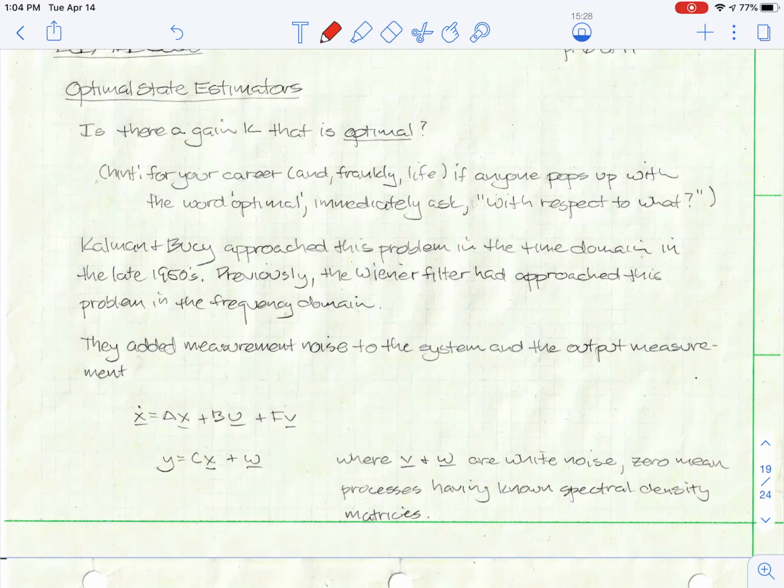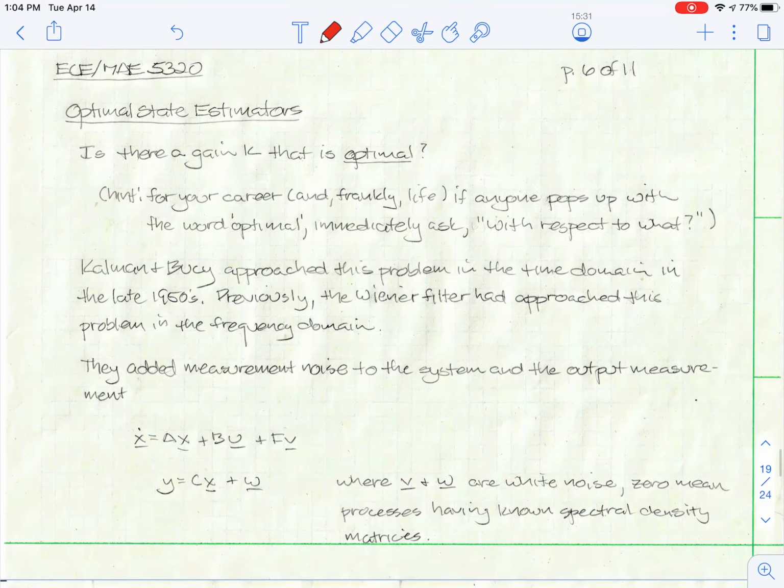Okay, so I want to ask a question though. Is the system optimal? Or is there a gain K that I can use to make the system optimal? I'll give a hint here for your career and frankly your life. If anyone pops up with the word optimal, the first thing out of your mouth should be: with respect to what? Optimality is thrown around very loosely in science and engineering, and you've got to know with respect to what. Why is it optimal?